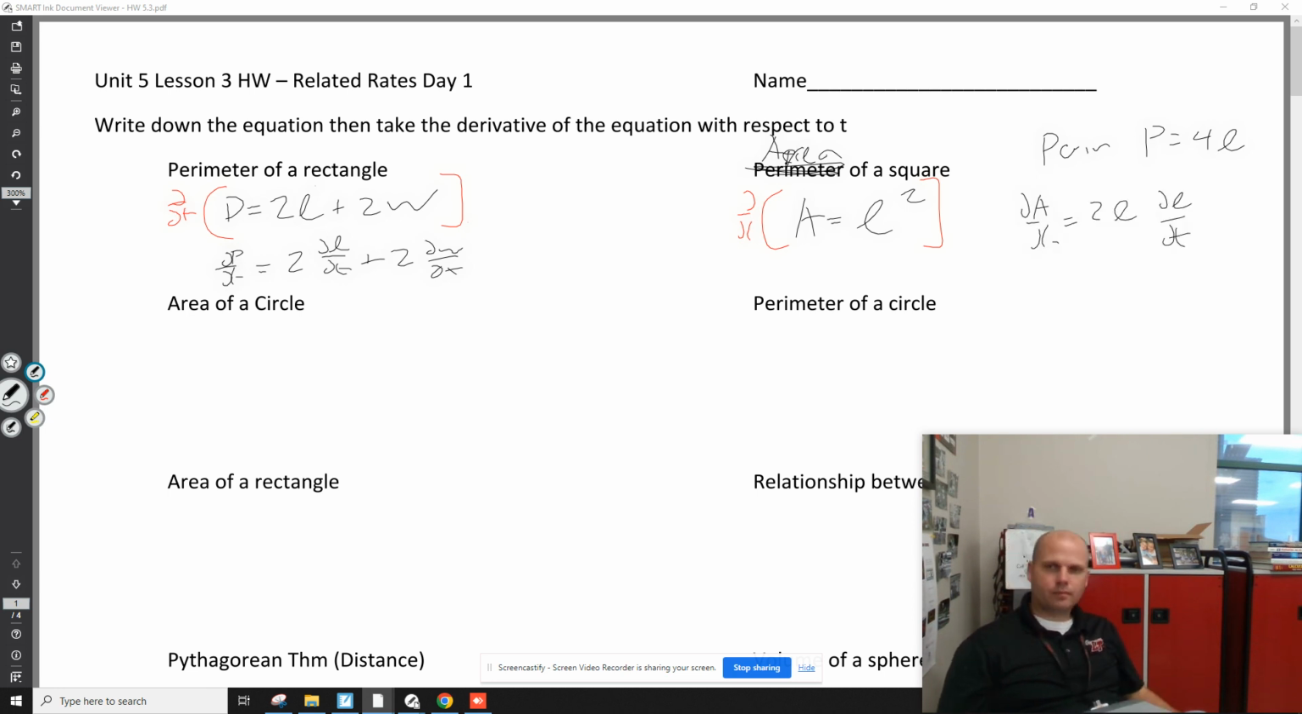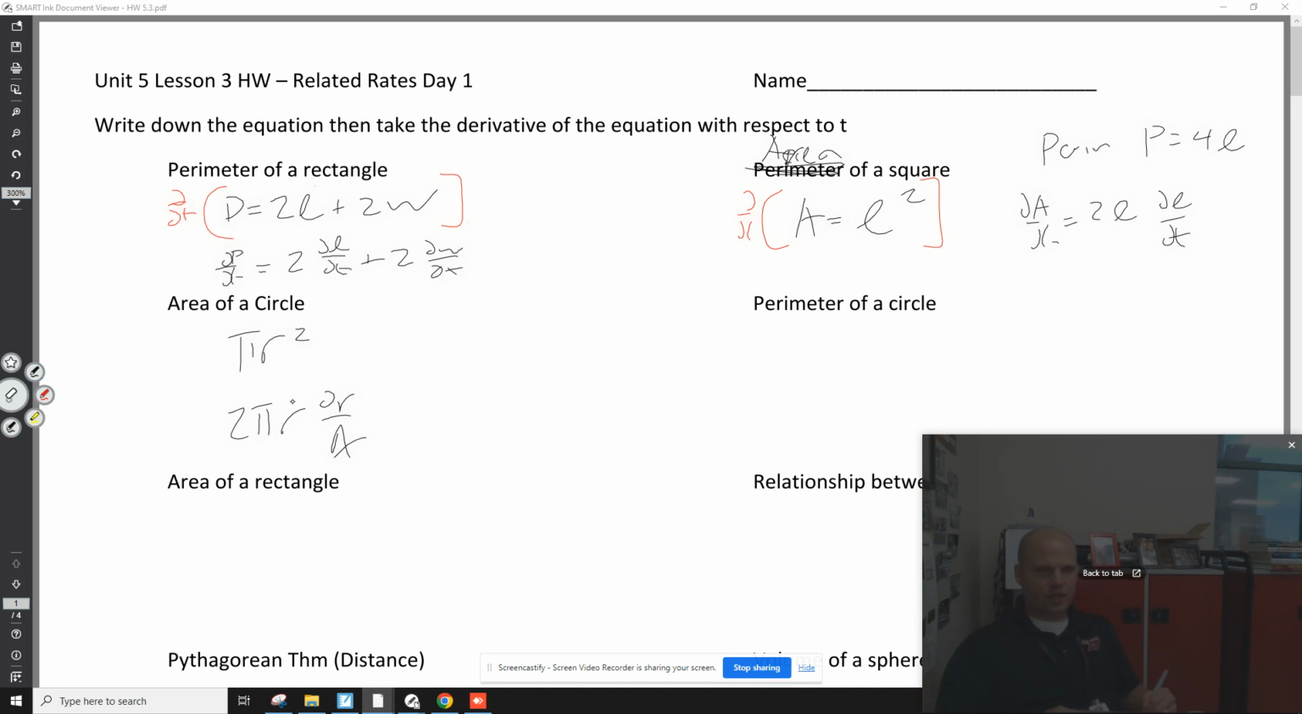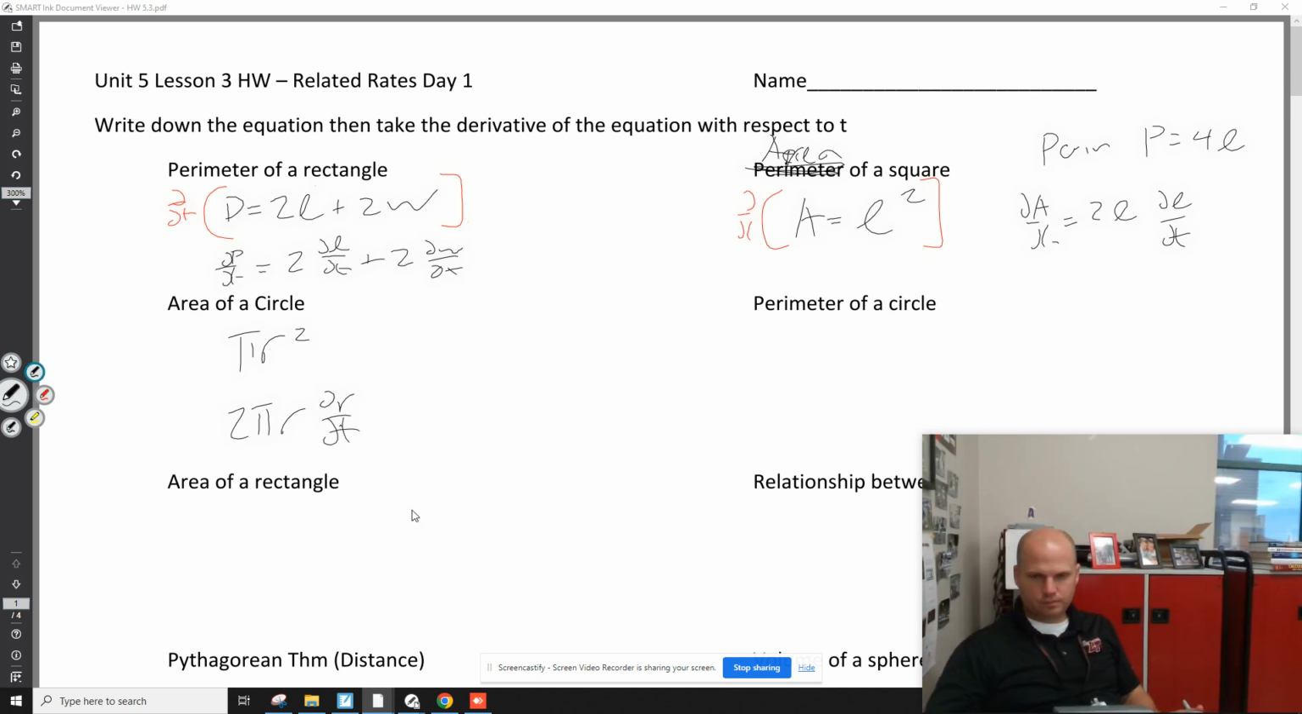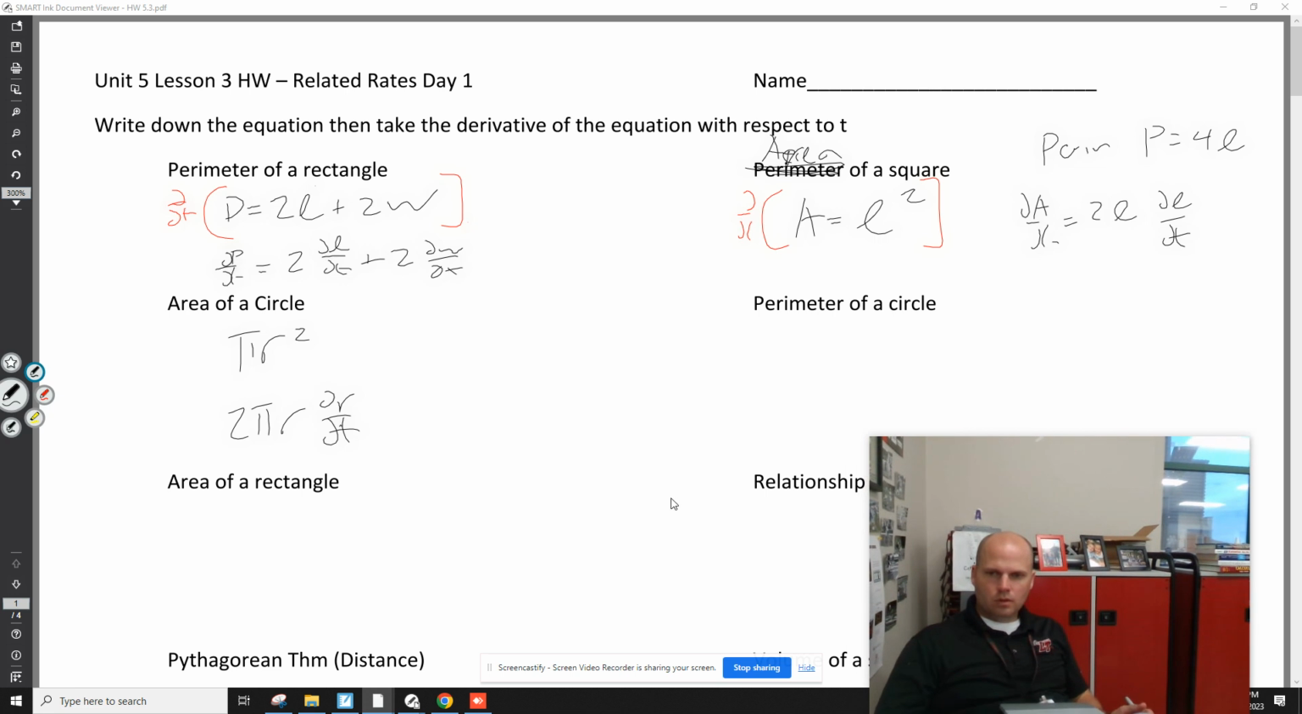Both sides of the equation count. Make sure you have the left side and the right side, or else don't even bother, you're going to make mistakes. People will write pi r squared. They'll take the derivative. They'll get 2 pi r dr/dt, but they won't know what to do with it. So, heads up, listen to me. Have A equals, have the derivative, and get dA/dt equals.